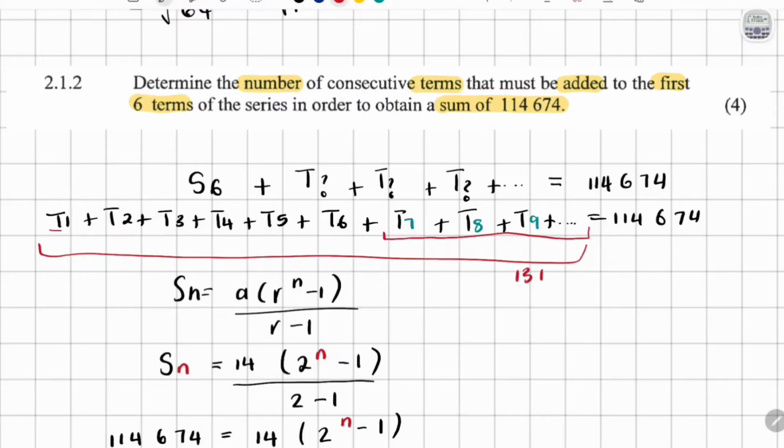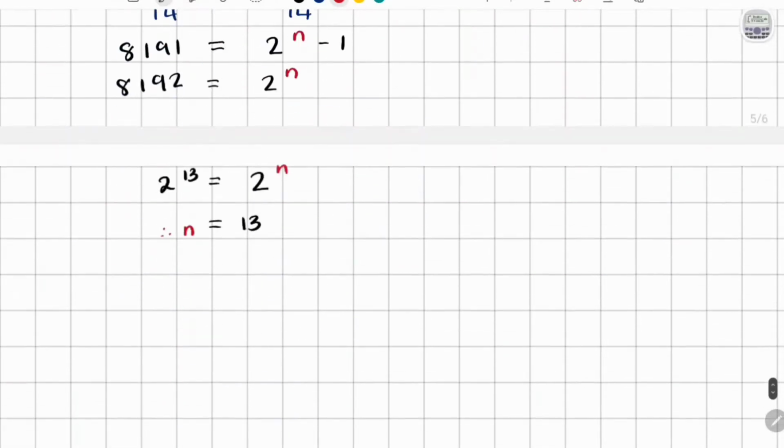There are 13 terms in total, but we just have to find out how many terms exactly are added to the first 6 terms in order to get this. So we're just trying to find out how many terms are added here. In order to find out how many more terms were added, we're just going to say 13 minus the 6 terms. That will tell us how many more terms were added in order to get that. So 13 minus 6, that's all we're just going to say.